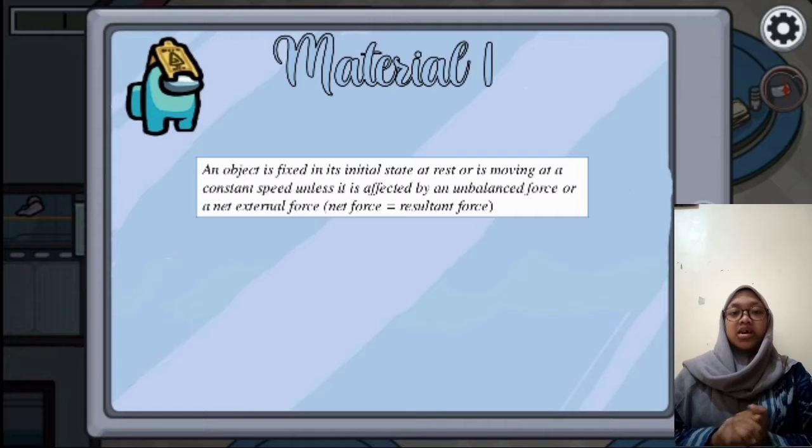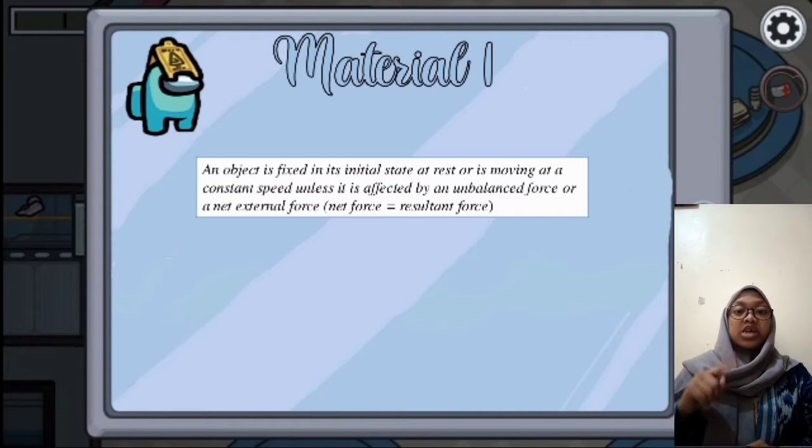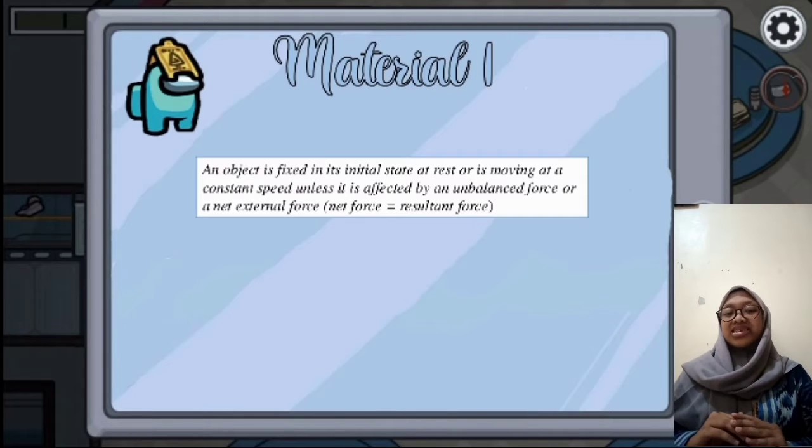Okay. Material 1. Newton's first law. Newton's first law says an object remains in its initial state, at rest or moving at a constant speed, unless it is affected by an unbalanced force, or a net external force, or a resultant force. Newton's first law is also called the law of inertia.